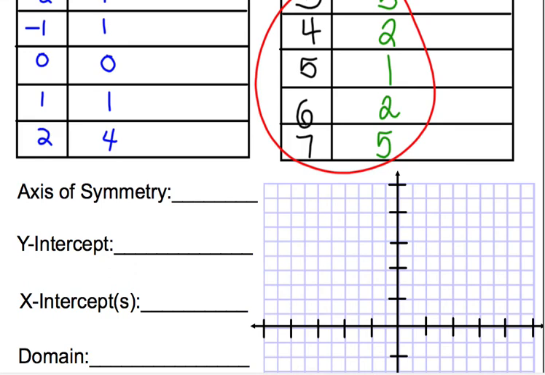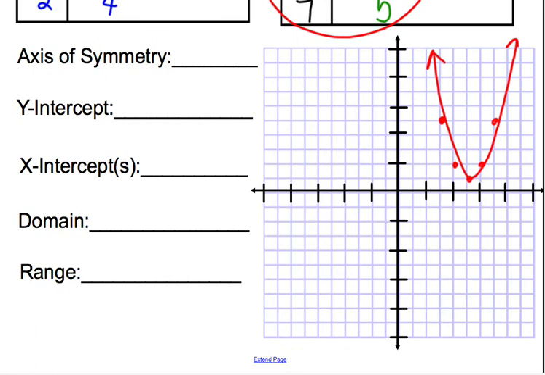So we go over 3, up 5, over 4, up 2, over 5, up 1, over 6, up 2, over 7, up 5. And there is our quadratic function using the transformations. You'll notice that this is your critical point, over 5, up 1, which is also your vertex. Your axis of symmetry runs through your vertex at x equals 5.